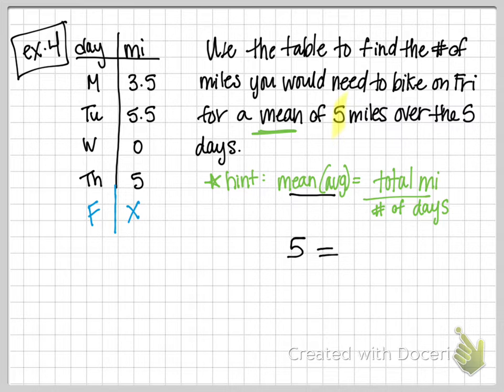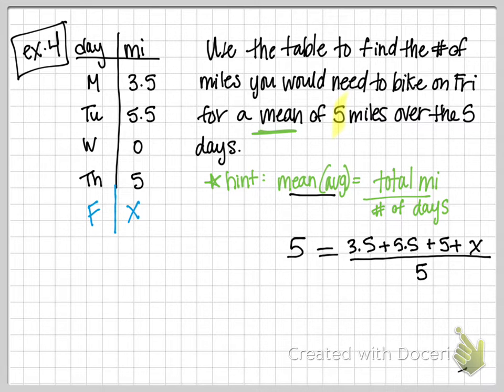On the top, we need to figure out the total number of miles. So we're going to add all of the miles together. 3.5 plus 5.5. We're not going to add 0 because that doesn't help us at all. Plus 5. Plus what? Plus X. Don't forget that X. That's super important. So 14 plus X. Is that what it ends up being? Yeah, 14 plus X. What goes on the bottom? How many days are we looking at? 5 days.